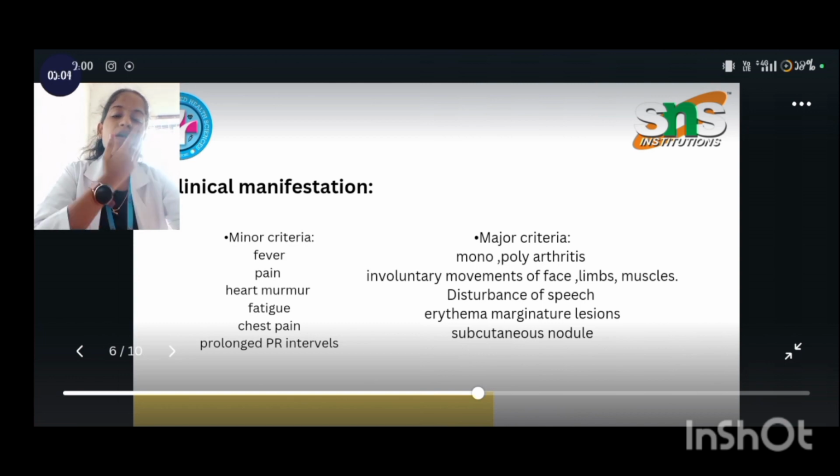Okay, next, major criteria. Under major criteria, mono and polyarthritis.